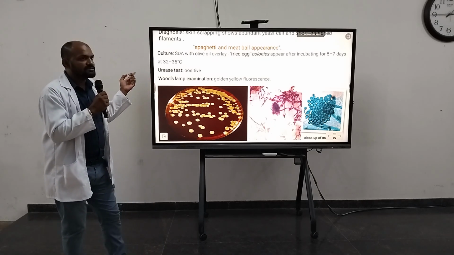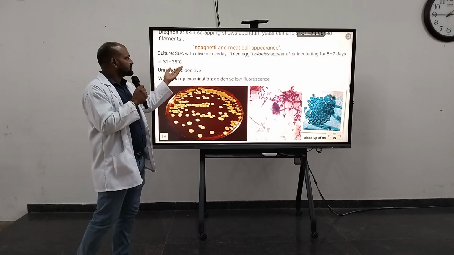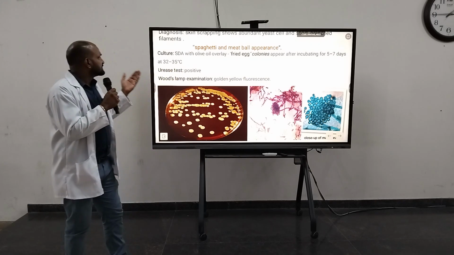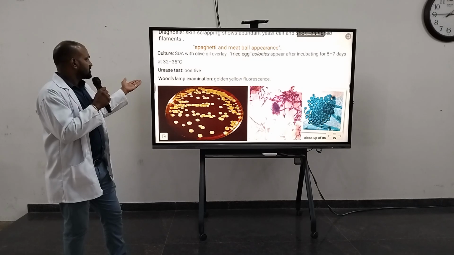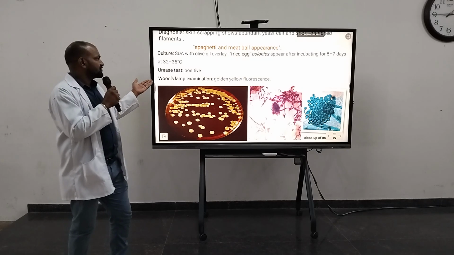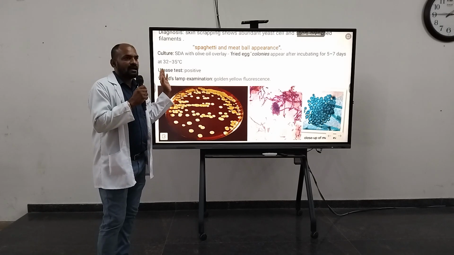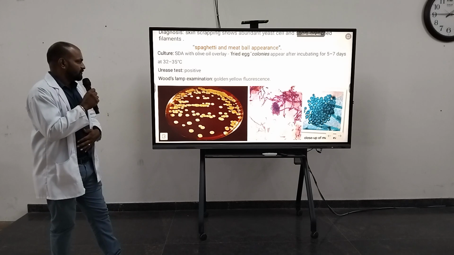You can also identify this fungus by isolating it on Sabouraud dextrose agar, which produces fried egg colonies after incubating for 5 to 7 days at 37 degrees Celsius. Another example is the Wood's lamp examination, which gives a golden yellow fluorescence, which is the identification for hair infection by the fungi.